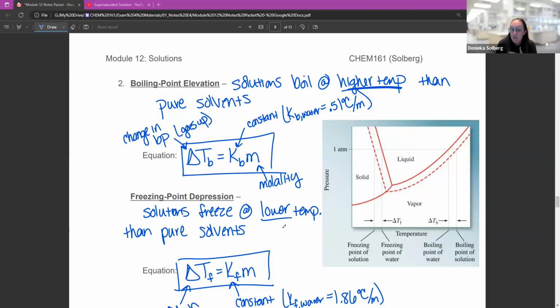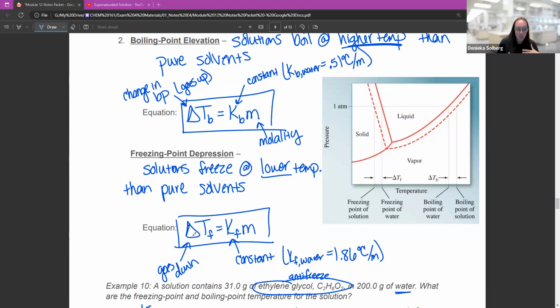Same calculation for freezing point, except the freezing point just goes down. By how much does it go down? Well, the change in the temperature of the freezing point equals KF, and for water, that's 1.86, times, again, the molality. So freezing point goes down, boiling point goes up. This is a picture of what that does to the phase diagram. I have solid, liquid, gas still, but it's liquid for longer. So this one moves this way, this one moves this way, and I have a larger liquid section.